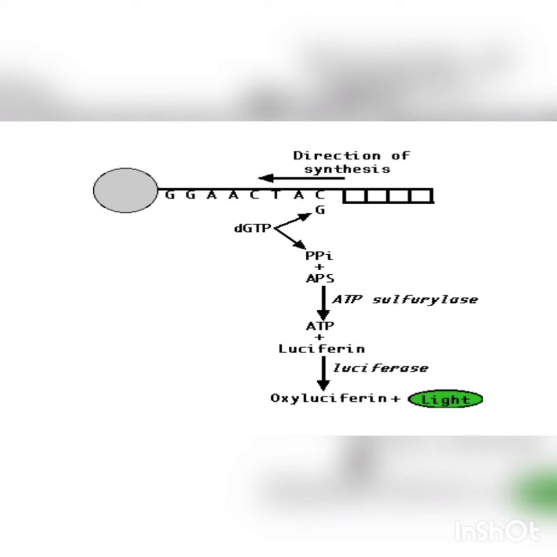This pyrophosphate, with APS, forms ATP with the help of ATP sulfurylase. So this pyrophosphate is converted to ATP. In that well, we also added luciferin and luciferase. This ATP converts luciferin into oxyluciferin with the help of luciferase. When luciferin is converted to oxyluciferin, light is emitted. This light is detected by a specific detector. By this method, we can find out the DNA sequence.